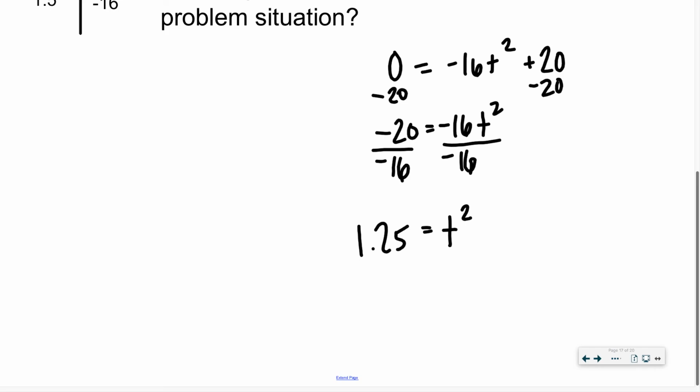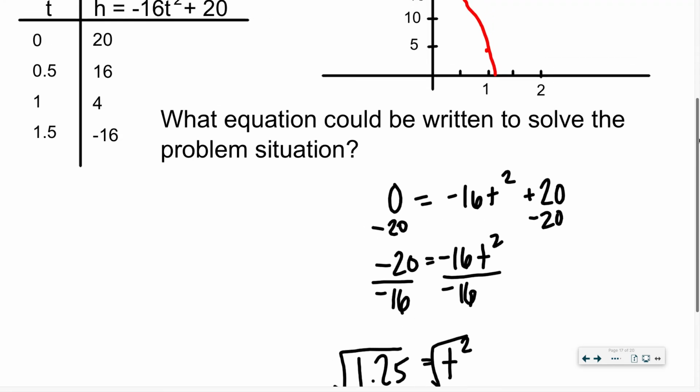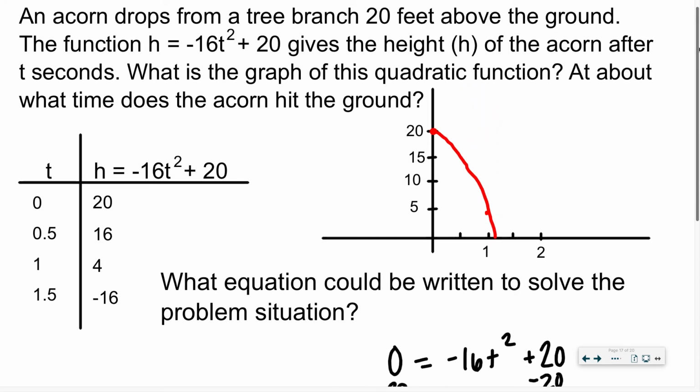But I still haven't solved for t. What else would I have to do? We find the square root. So the actual time would be the square root of 1.25. Again, you don't have a calculator now, so it's not as important to come up with a solution. But that's how you would use the equation. It would be somewhere in this ballpark, a little bit bigger than 1.